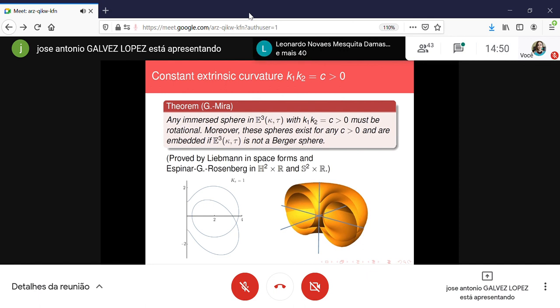For Berger spheres, there are some examples that are not embedded. And here, after a projection into R3, you can see more or less an idea of the behavior of the sphere. It is rotational, and this is the curve that you must rotate.